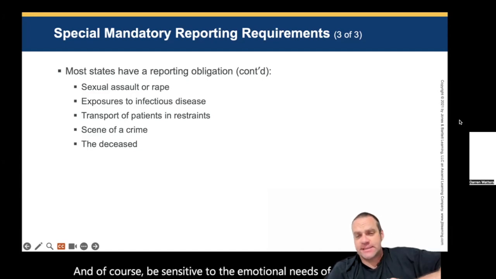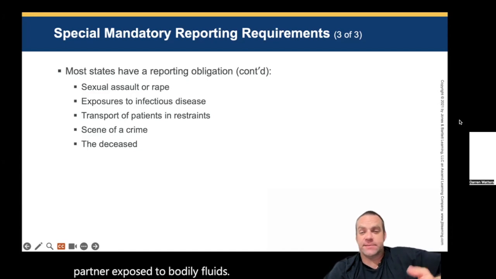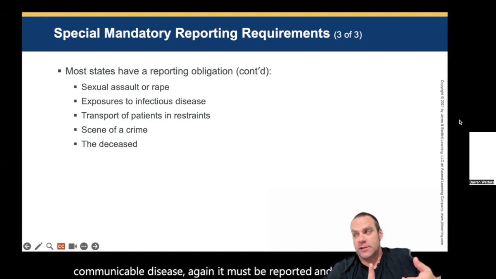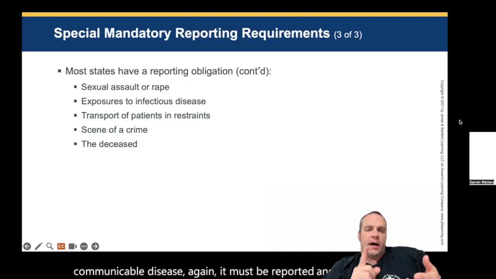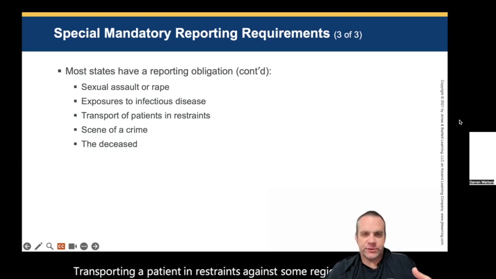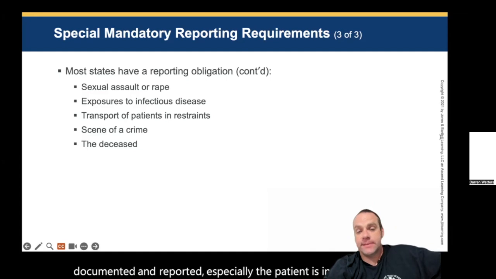Exposures to infectious diseases. If you or your partner are exposed to bodily fluids from a patient known or suspected to have some type of communicable disease, again, it must be reported. And then again, follow your agency's exposure treatment plan. Transporting a patient in restraints. In some regions, transporting a patient in physical or chemical restraints must be documented and reported, especially if the patient is in law enforcement custody.